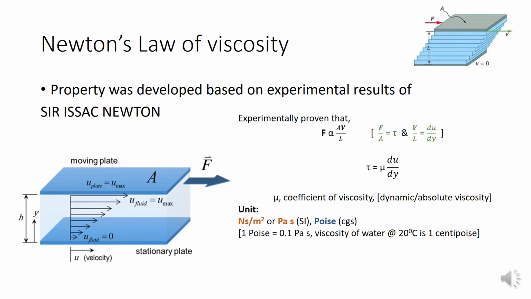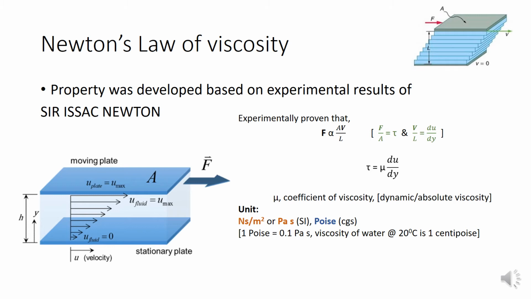The ratio of tangential force to area, or the force divided by the area, is defined as the shear stress. So if I am taking A to this side, F by A you can define as tau, and this V by L, V is the velocity and L is the distance between the plates.